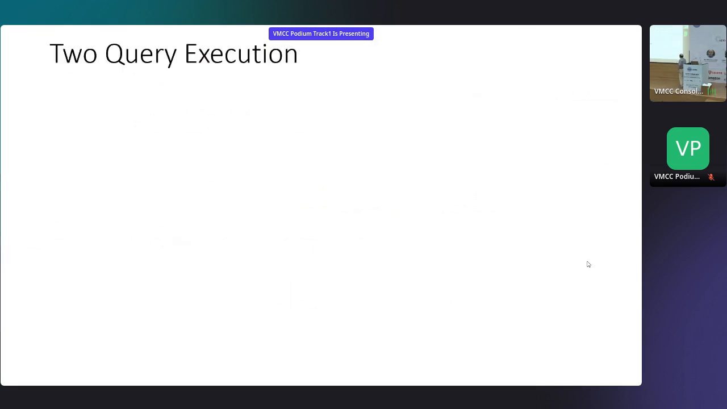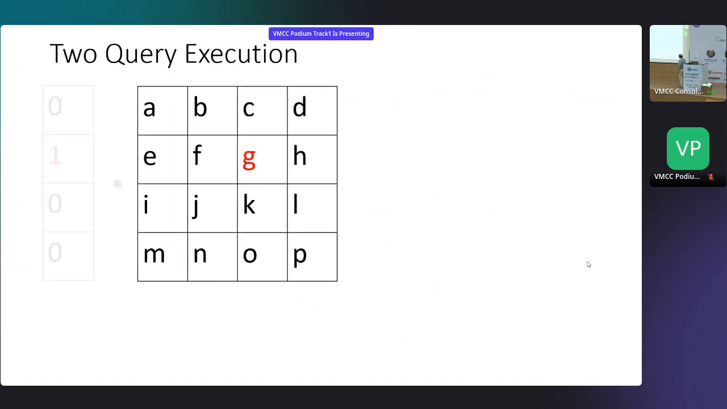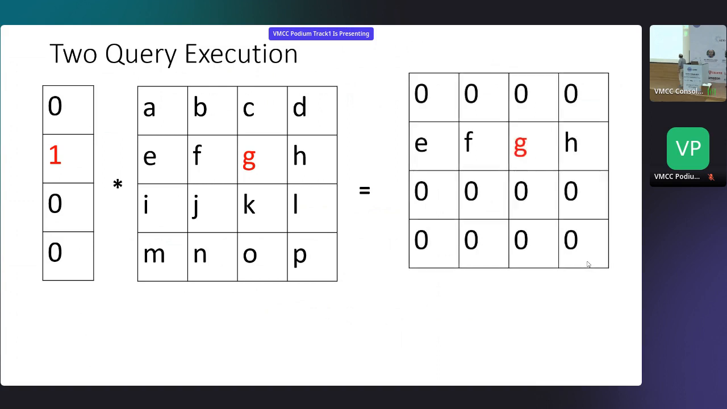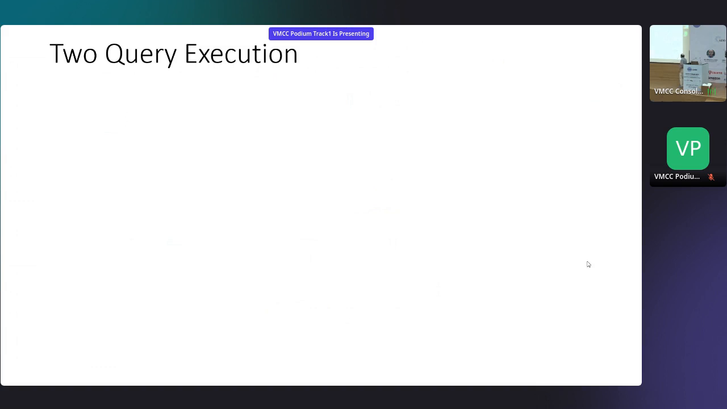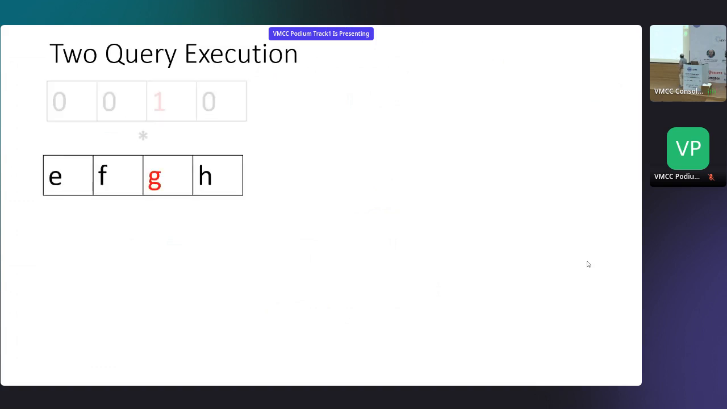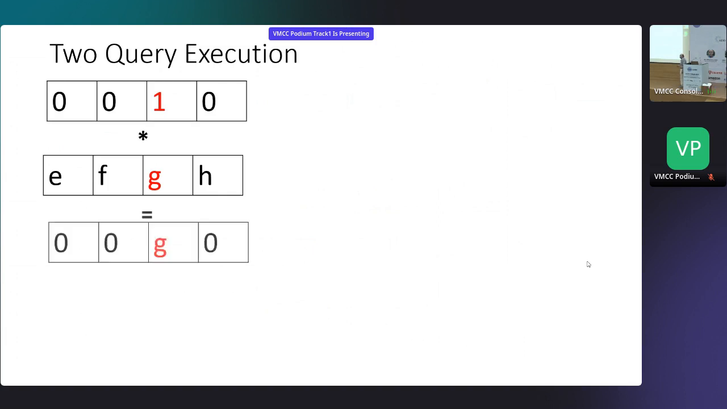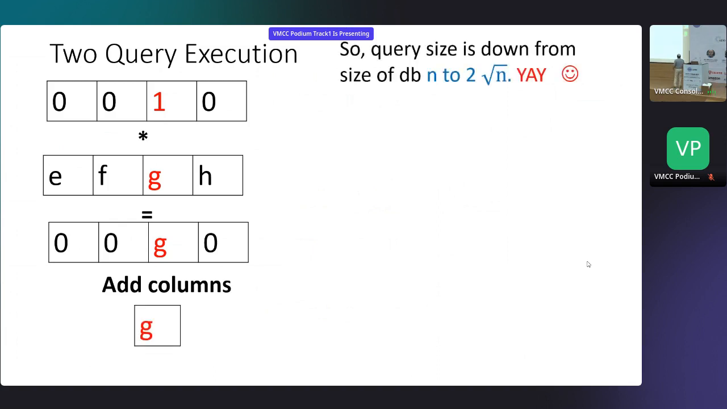And then I'm going to multiply first by the rows, and I'll get the second row. And then I multiply times the column. I can add them to get a concise representation, and then multiply times the other vector, and I get the G. So 2 times square root of n now gives me the answer. So I've reduced the complexity from n to square root of n. That's good. That's not our work. Other people have done this.